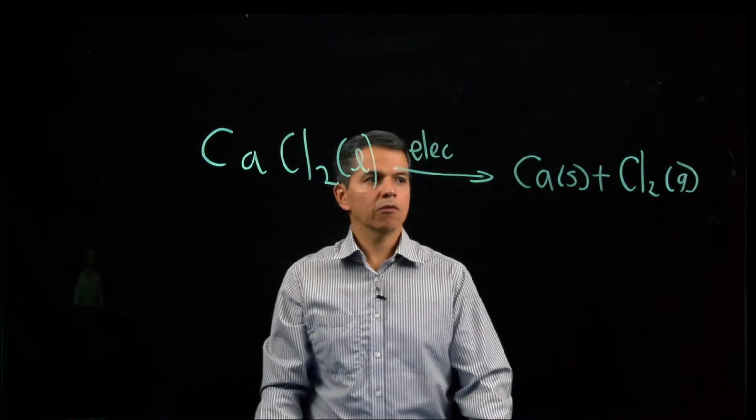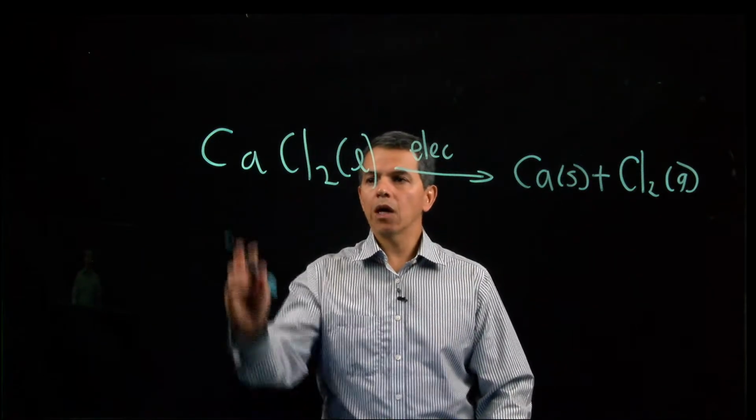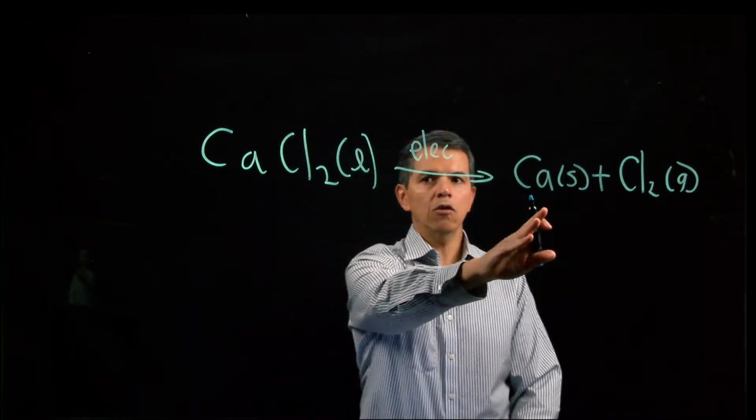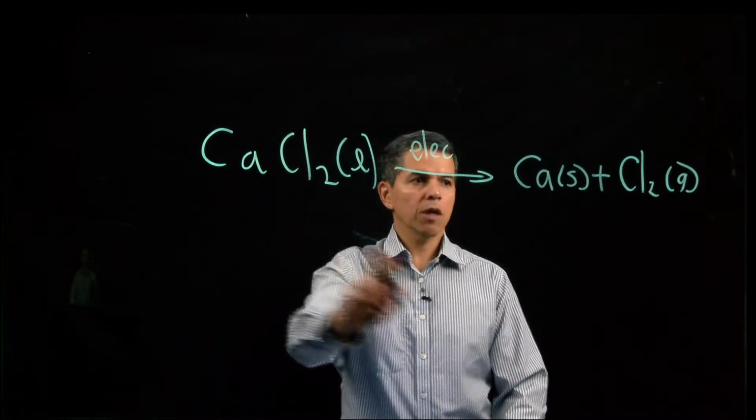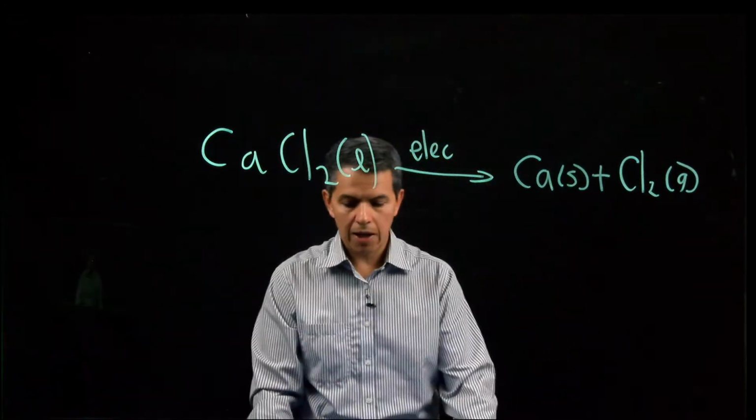We need to balance this reaction. We have one calcium, we have one calcium, we have two chlorines, we have two chlorines. The reaction is balanced.